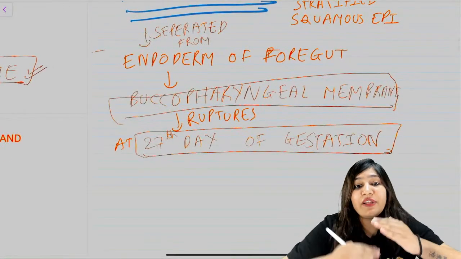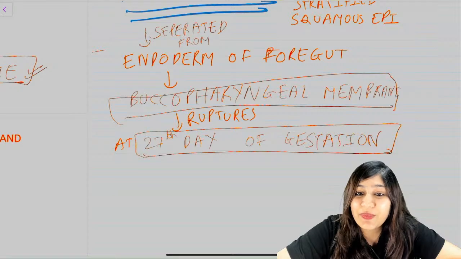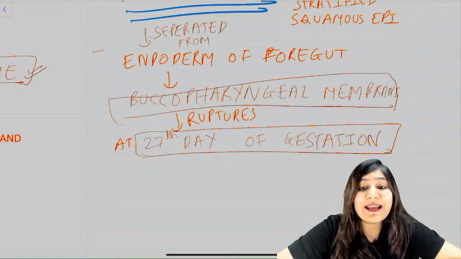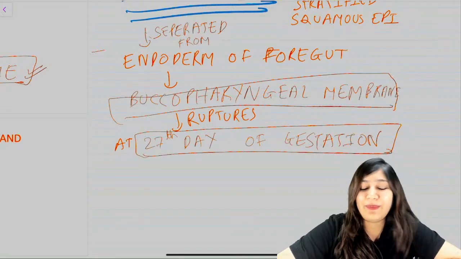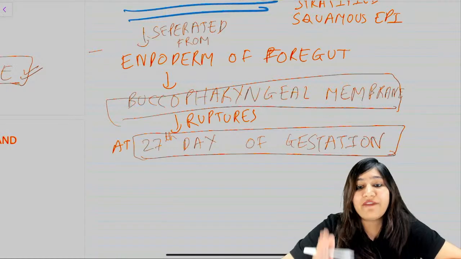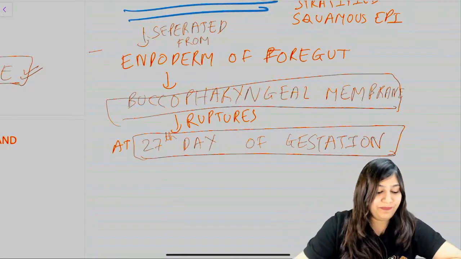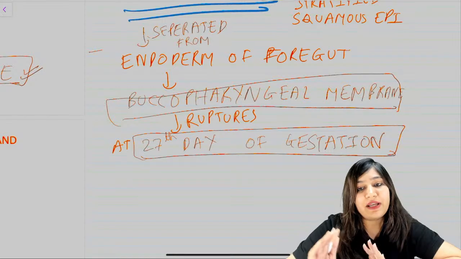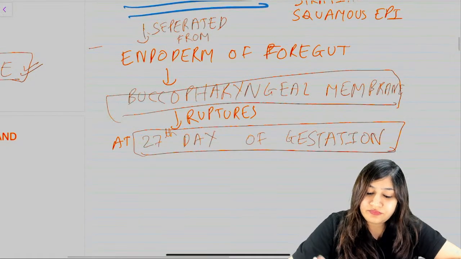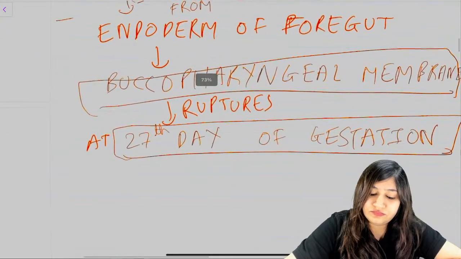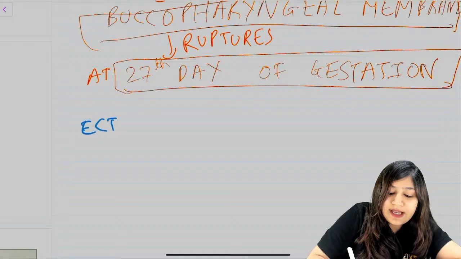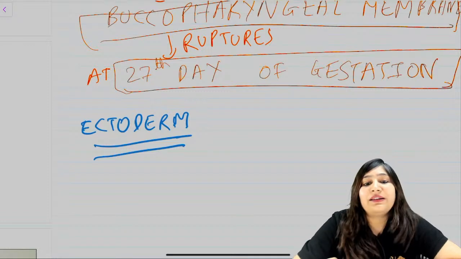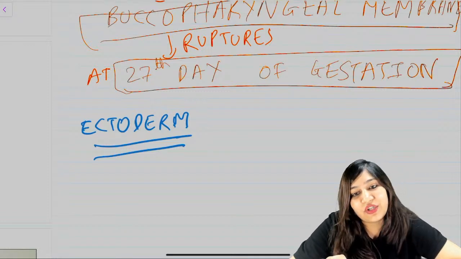So as a result of which ectoderm and endoderm come in contact with each other, and it is at this stage which initiates the tooth development. And at this point our tooth development is initiated when the buccopharyngeal membrane ruptures. Now we have already seen in the diagram ectoderm is surrounding what? Our primitive ectomesenchyme.